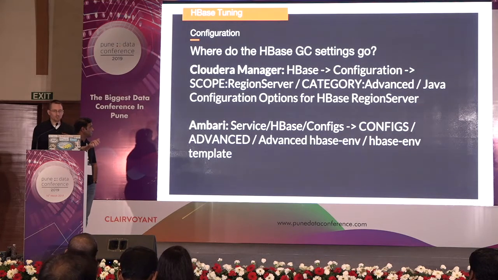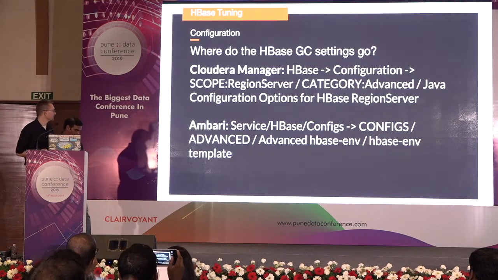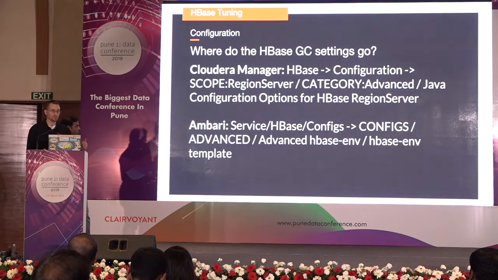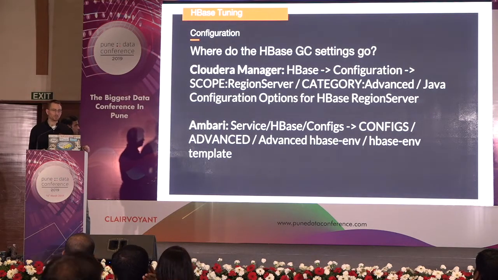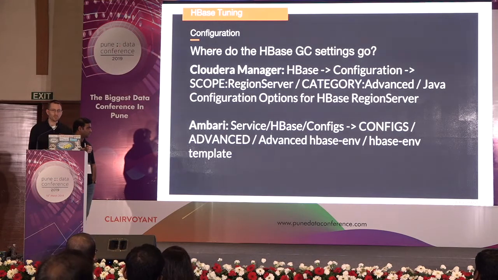So where do these settings go? We've got the path here for Cloudera Manager configuration. You can go into the CM UI and find the advanced configuration options for the region server. There are not any button presses or fields to fill out. It's just a text area where you cut and paste all the values. Similar for Ambari, we've got the path to the basically text box where you would plug in your XML for these configurations.